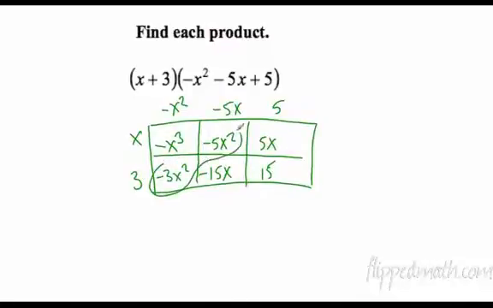And if you remember, like terms are generally right here, diagonal. So I have negative x to the third. Negative 3x squared and negative 5x squared is negative 8x squared. Negative 15x and 5x is negative 10x, plus 15.